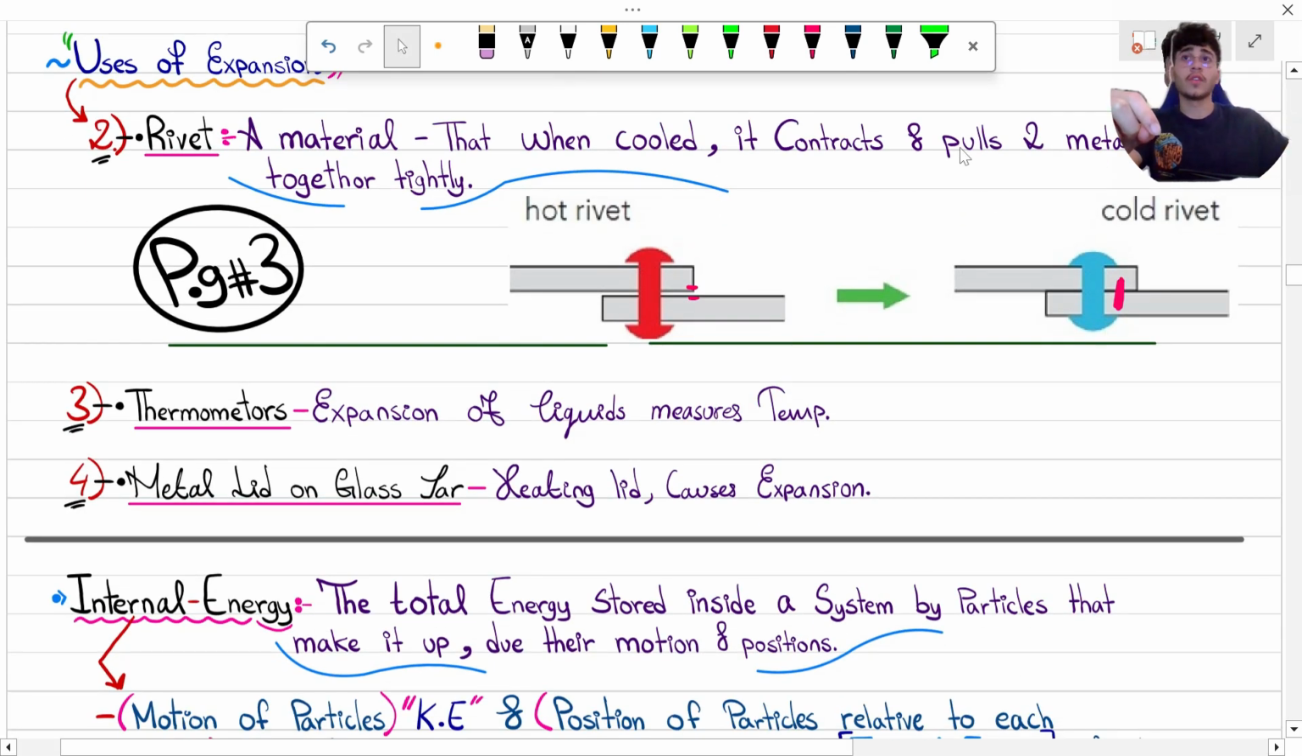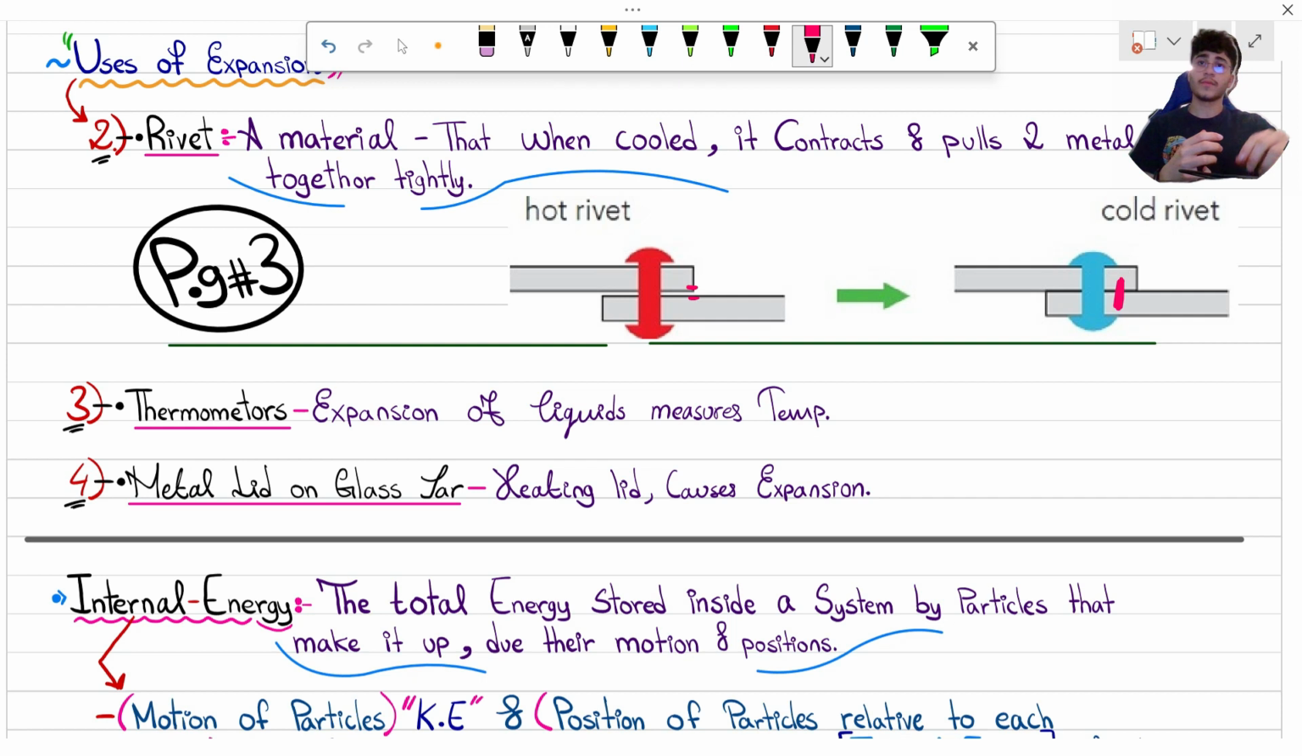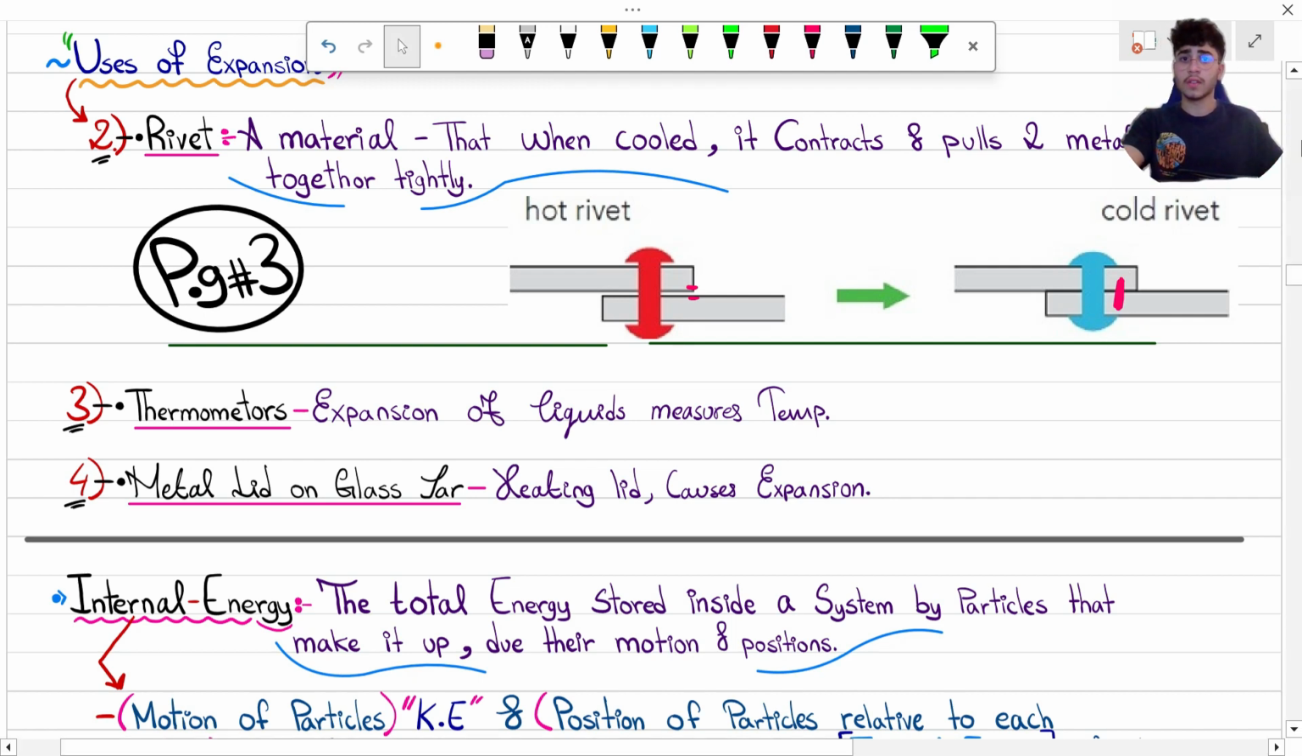Two other common uses of expansion are thermometers and metal lids on glass jars. Thermometers, I think we all know, use the expansion of liquids to measure temperature, usually in thermometers that use mercury. As for metal lids on a glass jar, when the lid on top is really difficult to open, heating the lid causes expansion in the particles of the solid and makes it easier to open. This is a very daily life example.